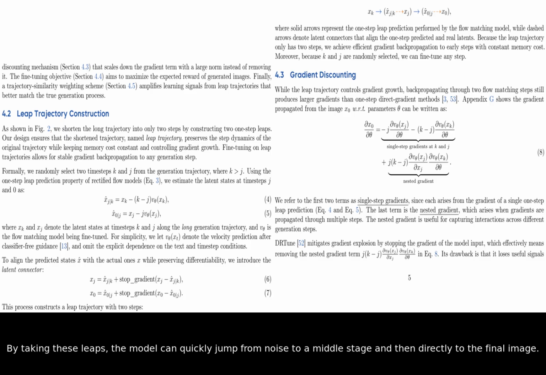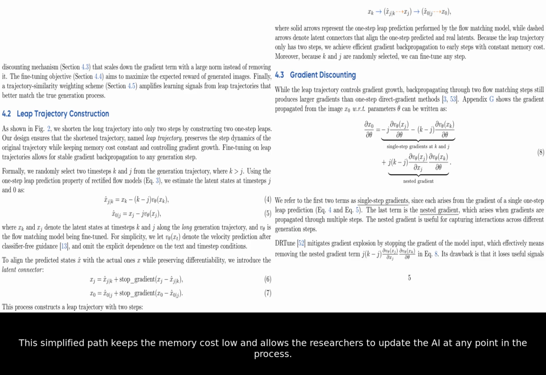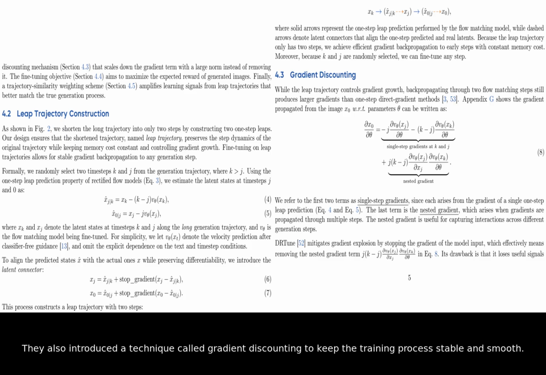By taking these leaps, the model can quickly jump from noise to a middle stage and then directly to the final image. This simplified path keeps the memory costs low and allows the researchers to update the AI at any point in the process. They also introduced a technique called gradient discounting to keep the training process stable and smooth.